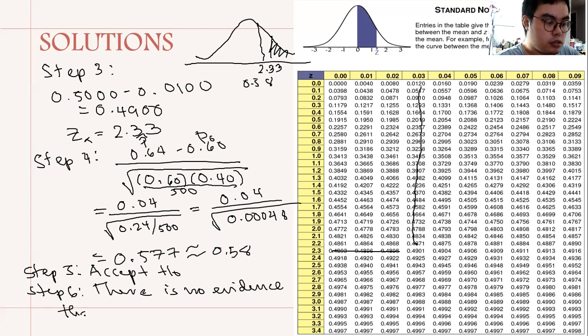that p sub 0 is greater than 0.60. It means to say that there's no significant difference between the given proportions.